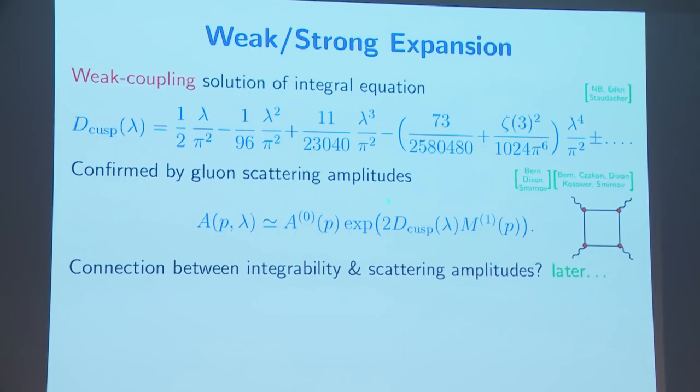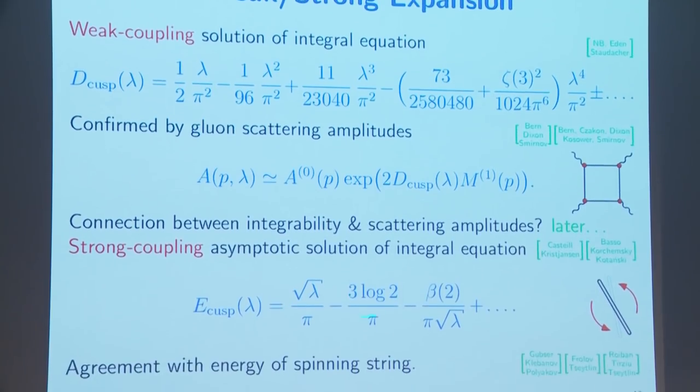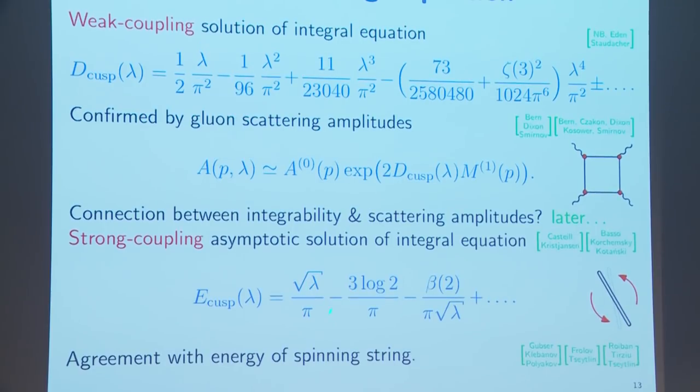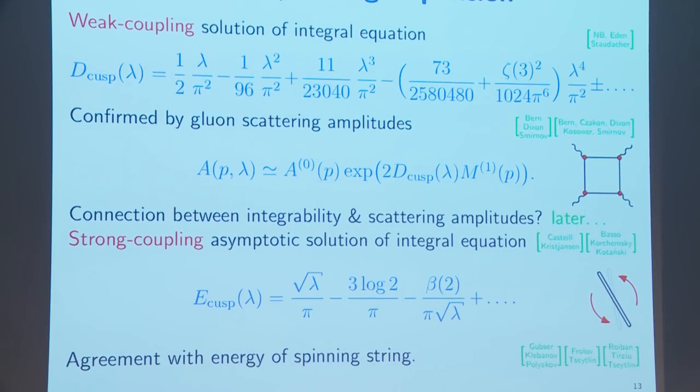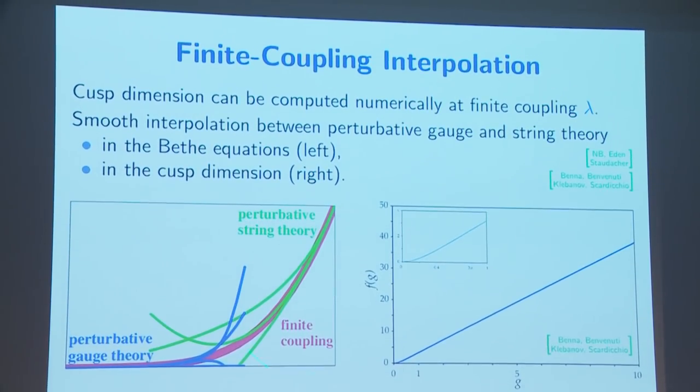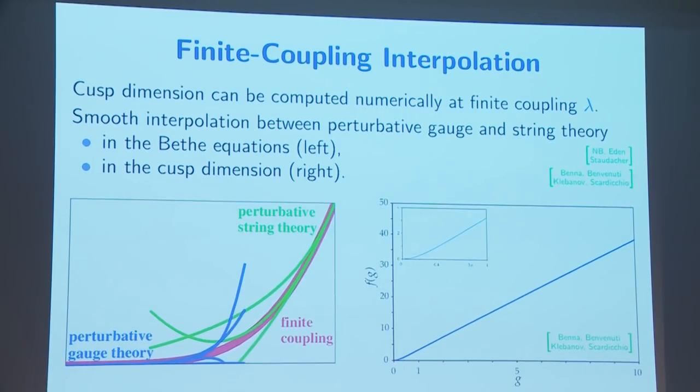In particular, in gluon scattering amplitudes, you have a certain expectation of how the divergences exponentiate, and the cusp dimension plays an important role in that. So that's interesting because it also draws some connection between integrable models and scattering amplitudes, which I'll cover later a bit. You can also do an expansion at strong coupling. And then you get a leading term which coincides with classical string theory, and then also some quantum worldsheet corrections that also match. And that's nice. So you get agreement with both sides of this duality. And so let me show you in this graph what the result is.